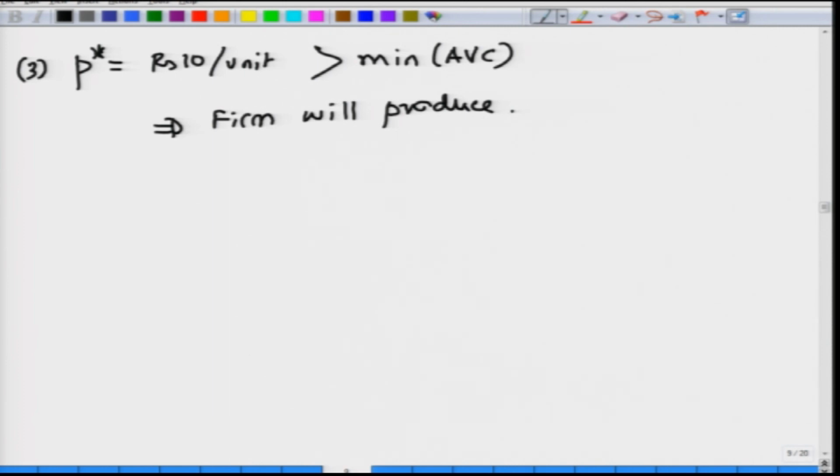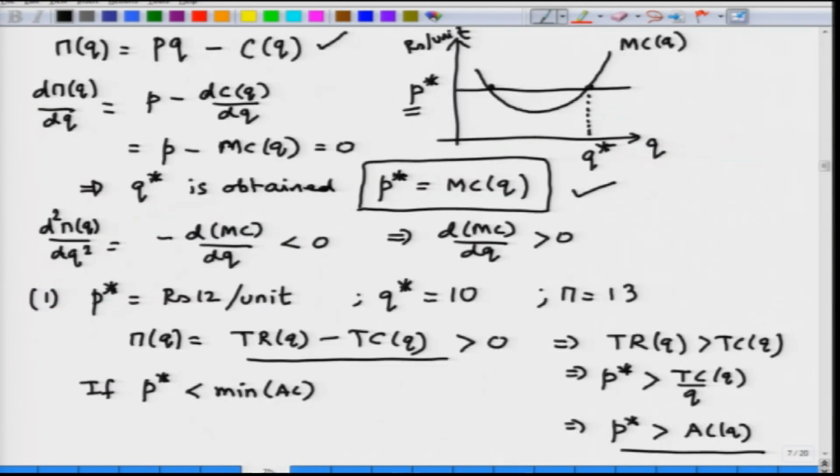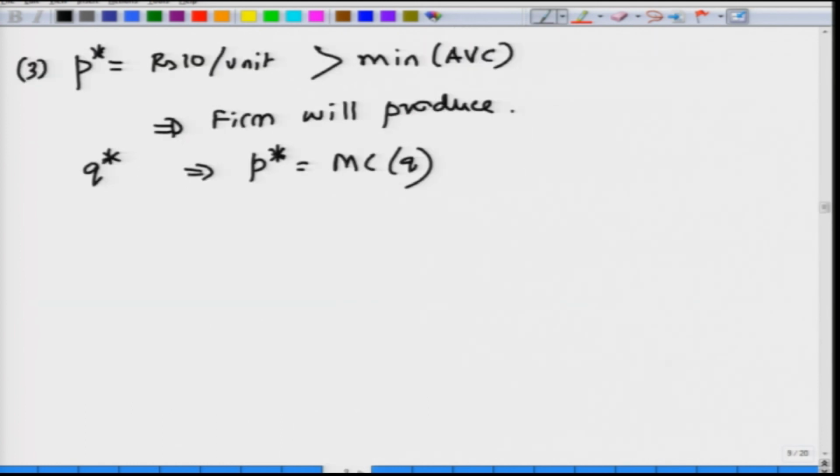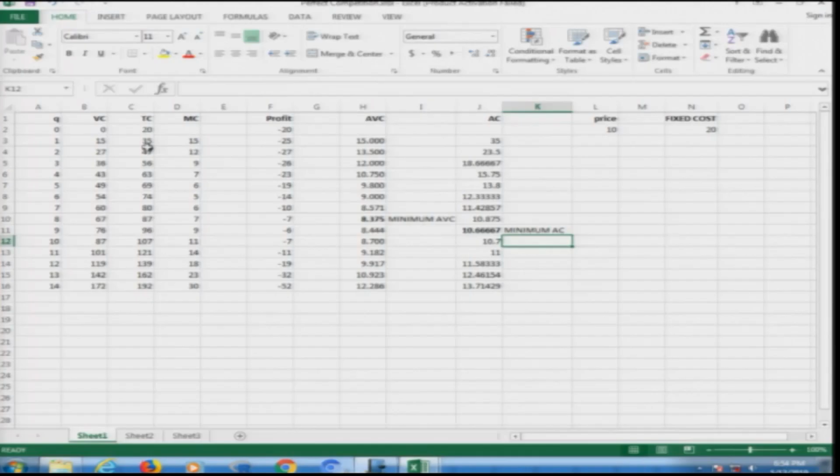Now, given that we have figured out that it will necessarily produce, the optimal quantity Q star that the firm will produce will always be obtained by comparing the price with the marginal cost. So, the rule that we had earlier of comparing the price with the marginal cost applies once we have figured out that the price is greater than the minimum average variable cost. So, if we look at the table for marginal cost, my price is 10. For the 9th unit, the marginal cost is rupees 9 per unit. For the 10th unit, the marginal cost is 11 rupees per unit.